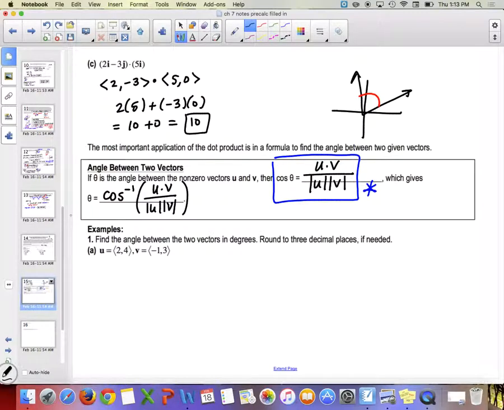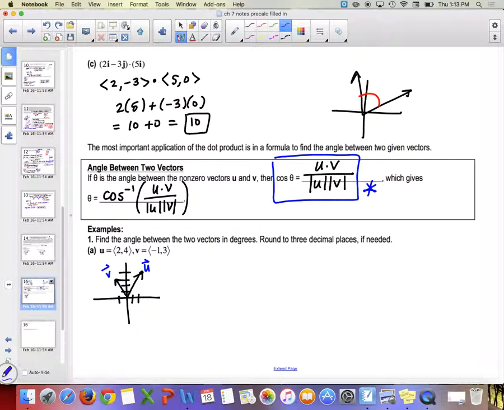Okay, so number 1 says find the angle between the two vectors in degrees, rounding to 3 decimal places if needed. So let's draw a sketch. If I was drawing a sketch of 2, 4, remember, it's just starting at the origin and going in that direction. And then -1, 3, right? Its standard vector would be starting at the origin and going that way. So we have u and we have v. Okay, so our angle looks like an acute angle.